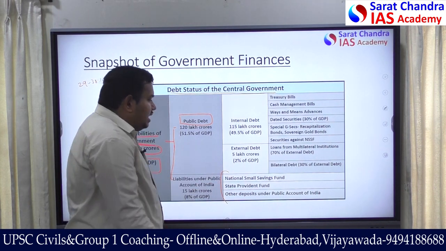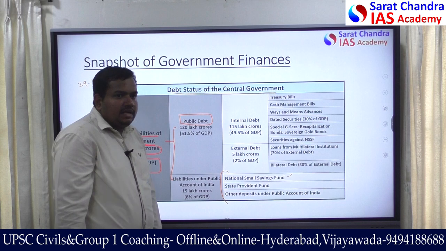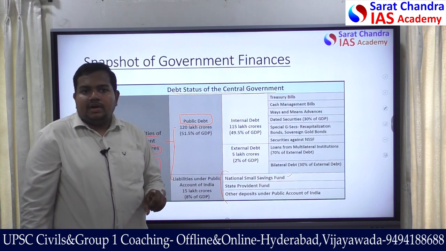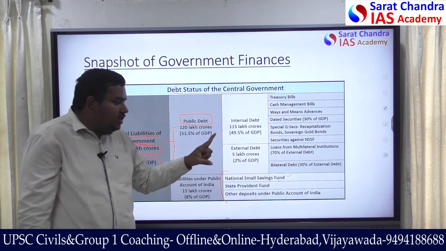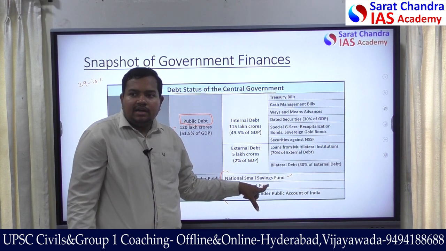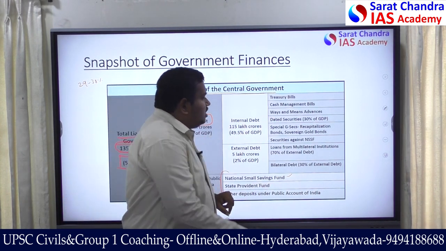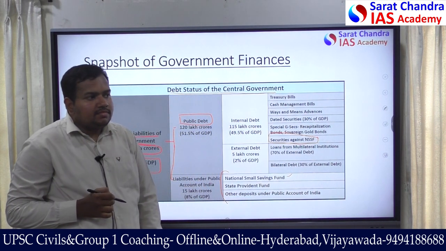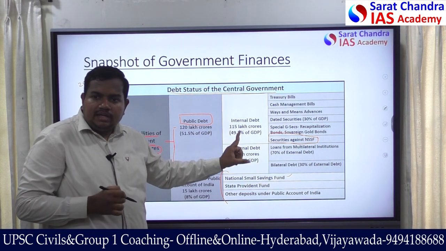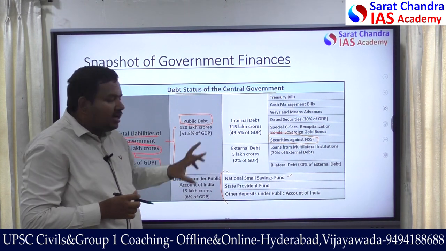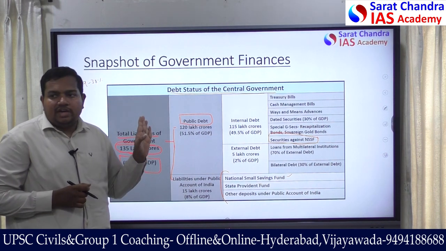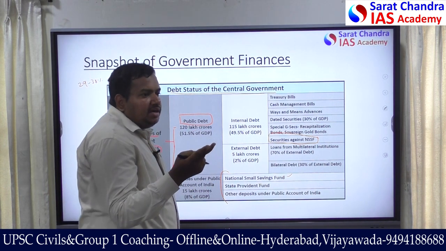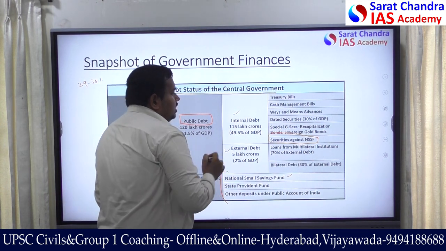So what are there here? National Small Saving Fund. Similarly, State Provident Fund and other deposits under public account of India. But I have already told you, if securities are issued against NSSF, it will come under Consolidated Fund of India borrowing. So if you observe here, securities against NSSF. So if the word securities is there, that will come under public debt. Otherwise it comes under liabilities under public account of India. Understood the difference? Okay. Now public debt is again divided into two types, internal and external.